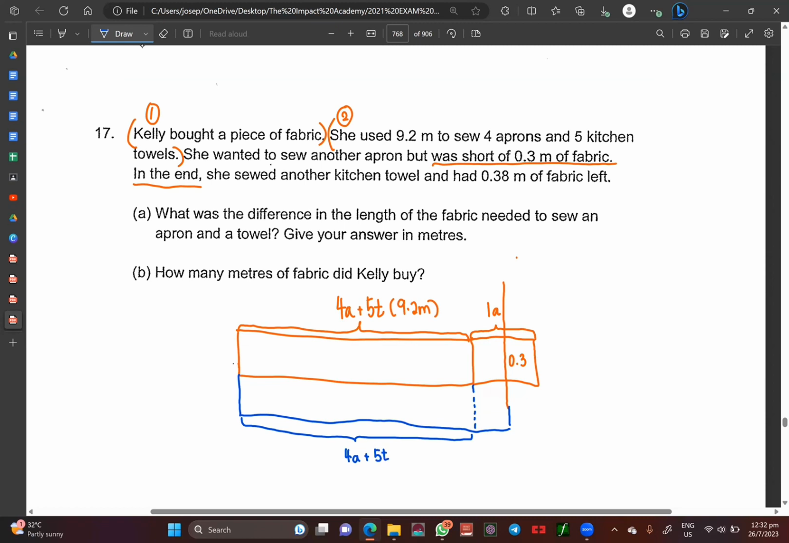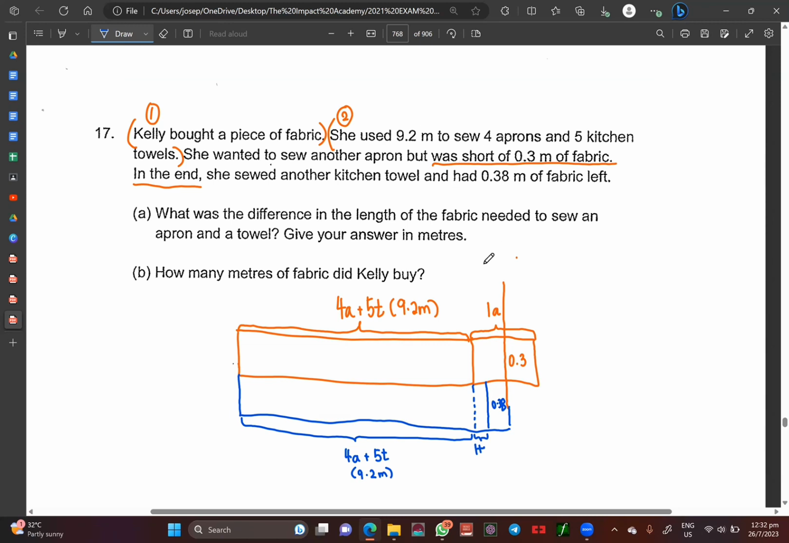Make sense? Which is also equal to 9.2 meters, right? And she decided, I'm going to sew another kitchen towel. When she did that, she had 0.38 meters of fabric left. So over here this is 1T. Okay, that is 1T.